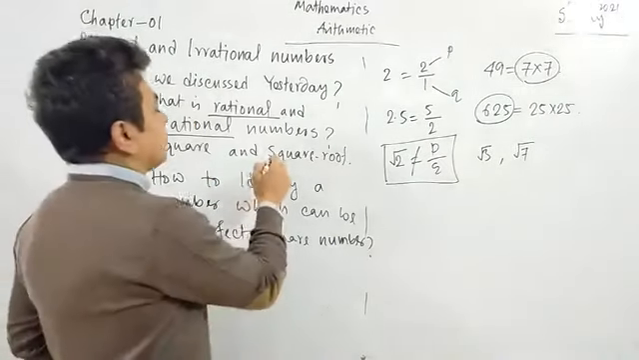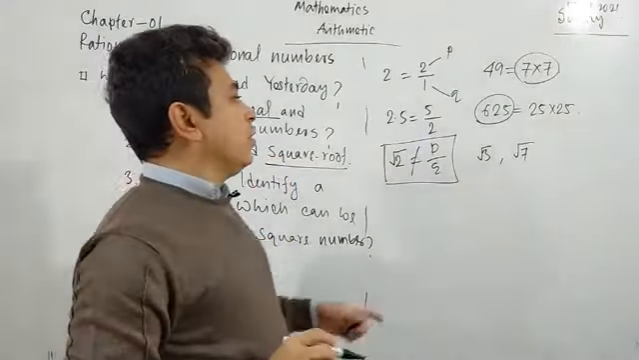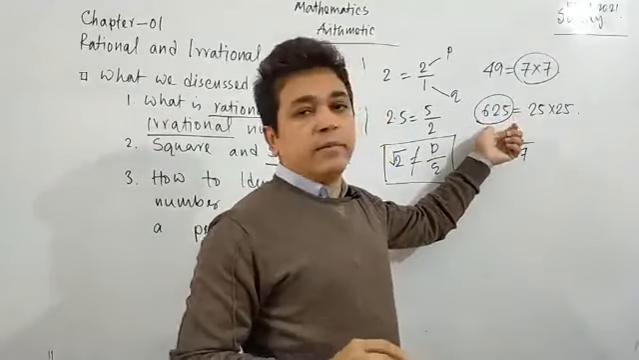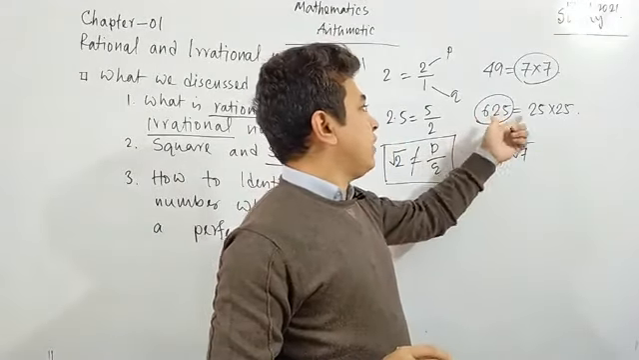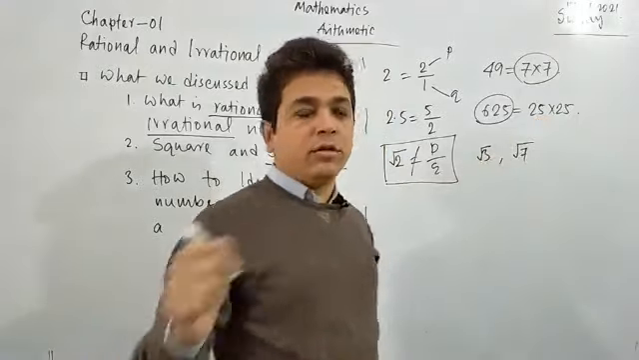Okay, what is a square root? From which number do we get the square number? Of course 625 we get from 25 into 25.